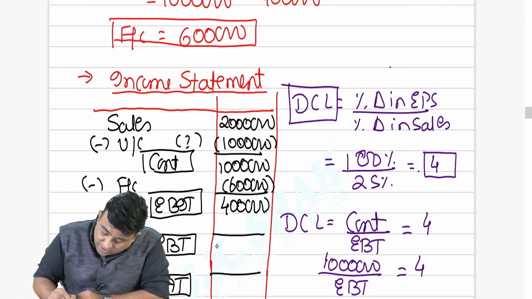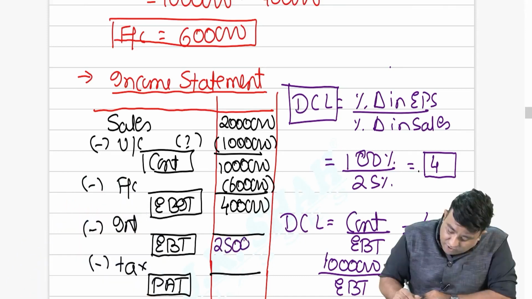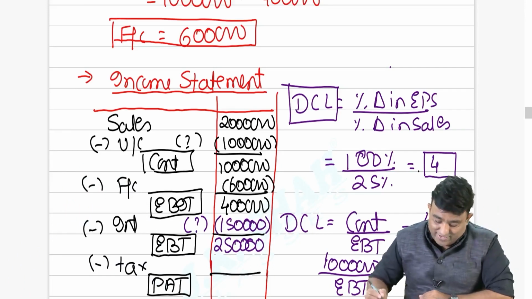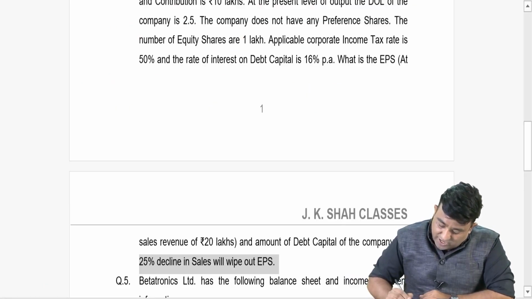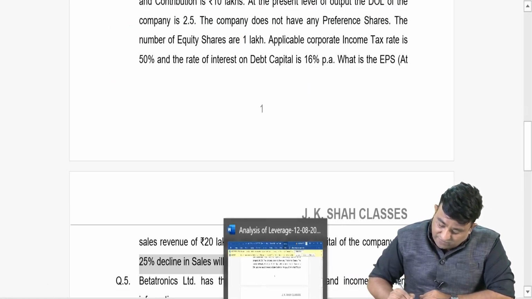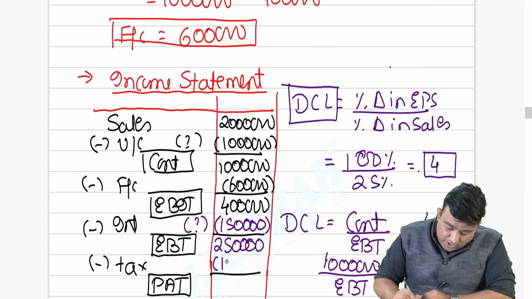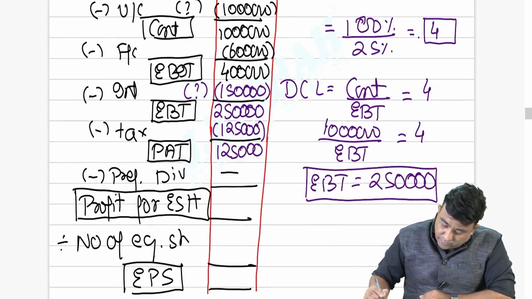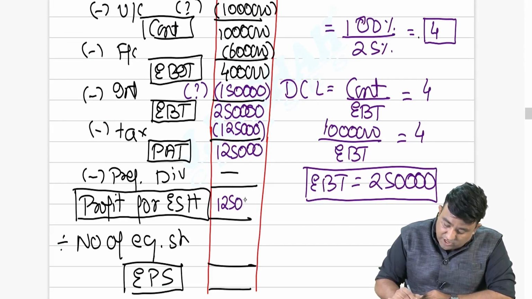Now, students, concentrate well. EBT is 2,50,000. The balancing figure is interest, 1,50,000. That's it. Good to go ahead. Check out the tax rate, student. Tax rate is how much? 50%. I can say tax is 1,25,000. Am I right? PAT is 1,25,000 now. Preference is 0. This is 1,25,000.